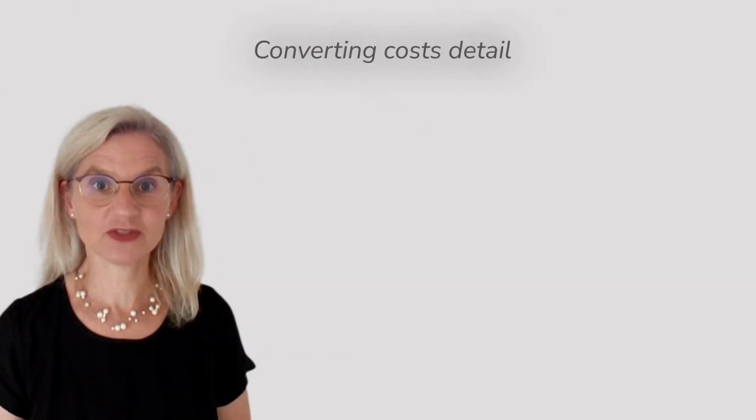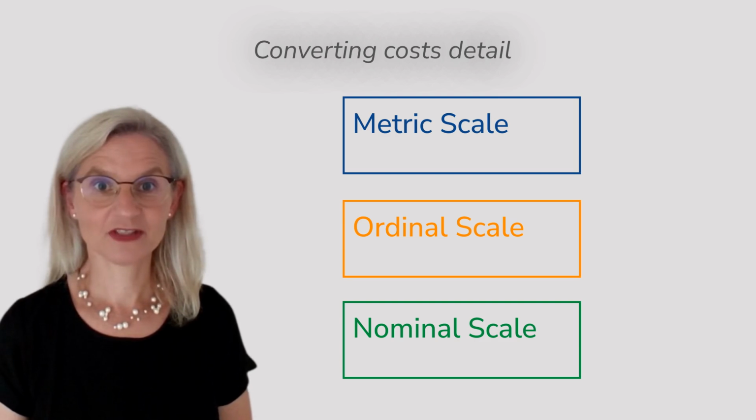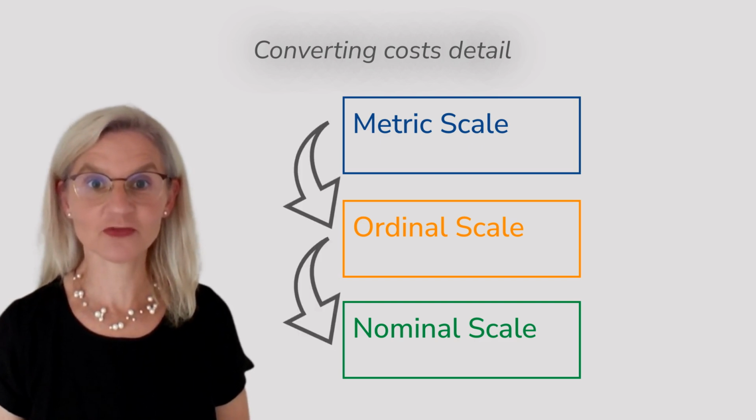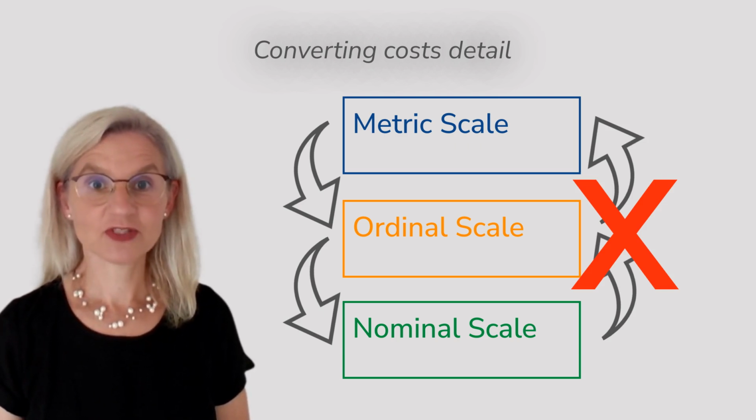We've seen that variables can hold different amounts of information. At the bottom of the scale are nominal variables. They carry the least information. At the top are metric variables, which give us the most detail. Now here's something important. A variable with more information can always be converted into one with less, but it comes at a cost. You lose information. However, the reverse transformation is not possible.